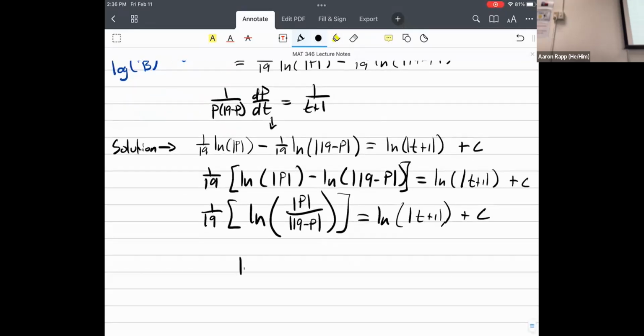So then I'm just going to get natural log of the absolute value of P over 19 minus P is equal to 19 times the natural log of the absolute value of T plus 1. Plus, I get 19 times a constant, but in differential equations, that's still just a constant. All right, well, 19 is still going to be a little bit pesky, but at least it's away from the P. So now, let's raise everything to the E power.